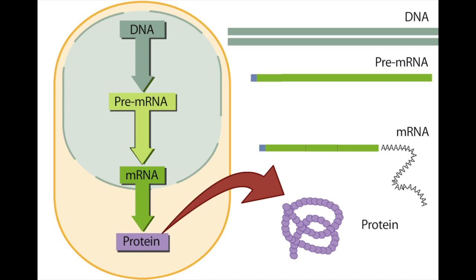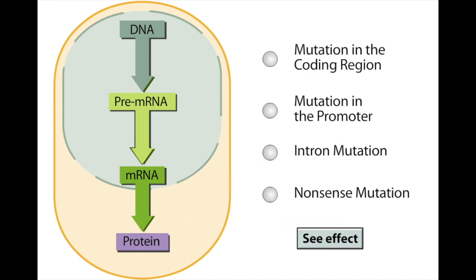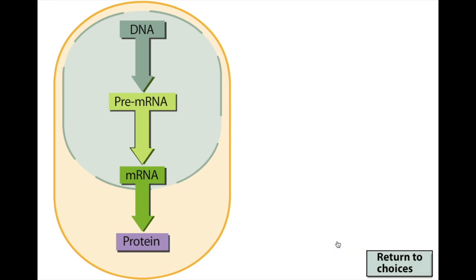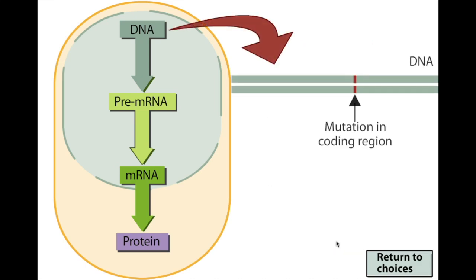Different types of DNA mutations can alter the process of gene expression in different ways. Choose a mutation to find out how the flow of genetic information is affected. This animation follows what happens to a mutation in the coding region of a gene through the process of gene expression.